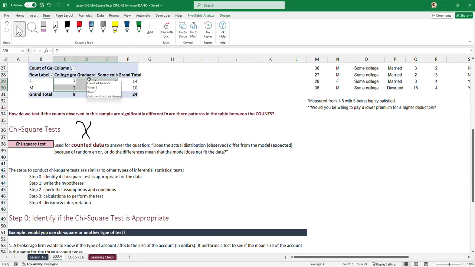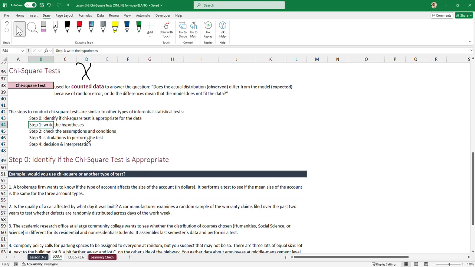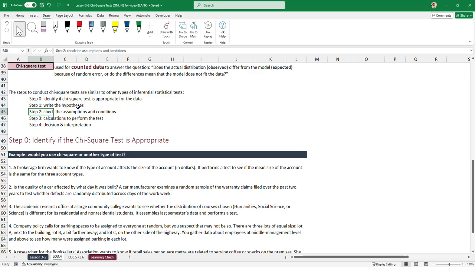In order to do this test using inferential statistics, we'll follow a 4-step procedure that's very, very similar to all the t-tests and ANOVA tests that we've learned. First, you need to know if the chi-square test is even appropriate for the data. Then once you've established that, you'll write out the hypotheses for the test. You'll check the assumptions and conditions required for the chi-square test. You'll perform the calculations, and finally, you'll make your decision based on a p-value and provide an interpretation in the context of the question.